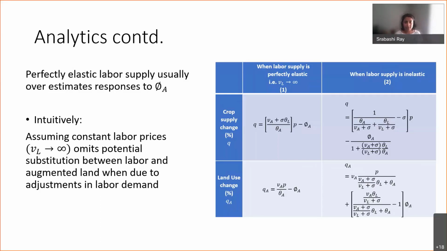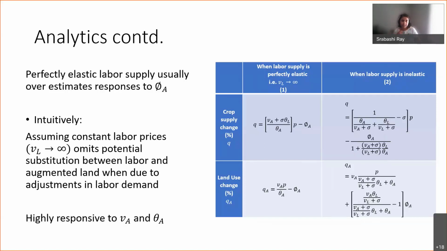Whereas if we allow changes in wages by modeling labor to be inelastic, there is likely to be a re-optimization where farmers hire a different combination of labor and land in order to minimize costs and maximize profits. So which is why, if we assume labor to be perfectly elastic, we do not impose any costs for hiring more labor other than in terms of higher wages.